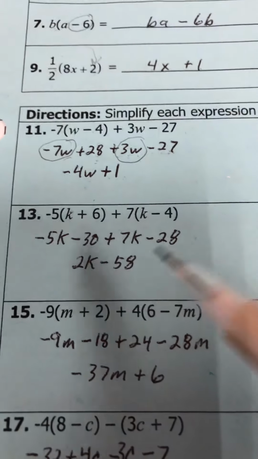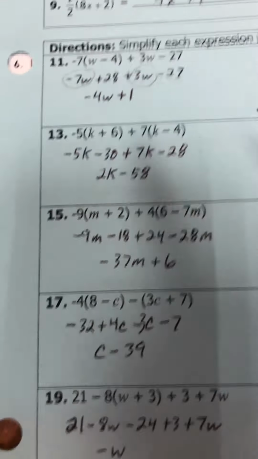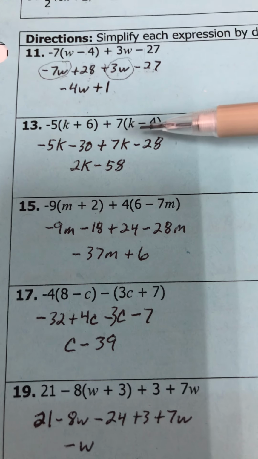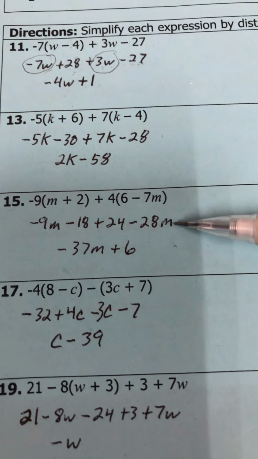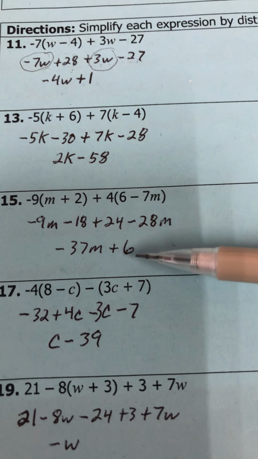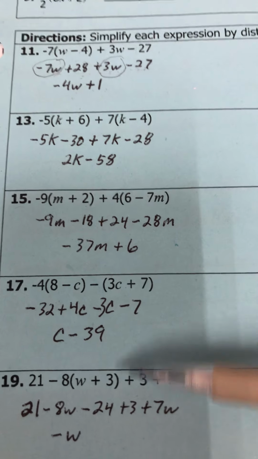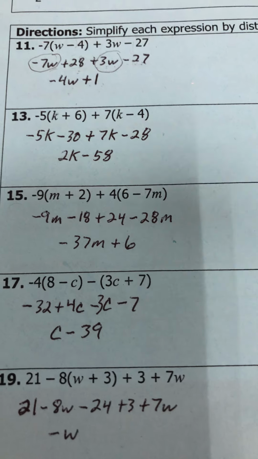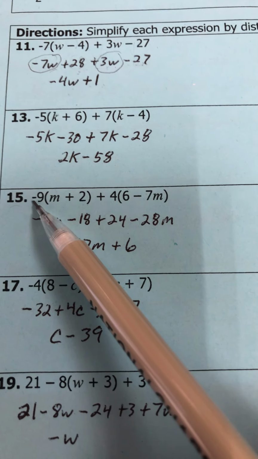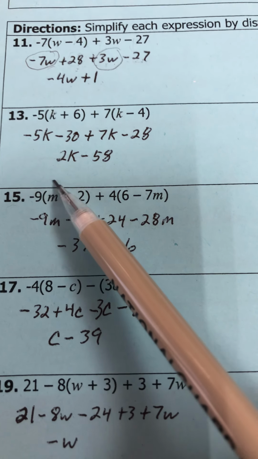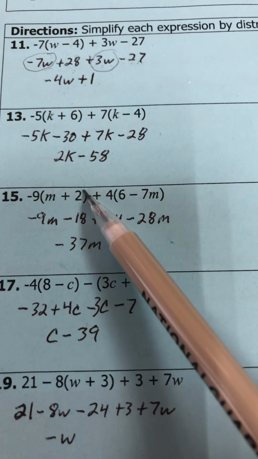So you're doing the same for these 13, 15, 17, 19. I just did the odds. And you can see the distributive property being used and combining like terms for each one of these. Distributive property for each one, combining like terms. Okay, remember that the number on the outside of the parentheses goes to both terms inside the parentheses.